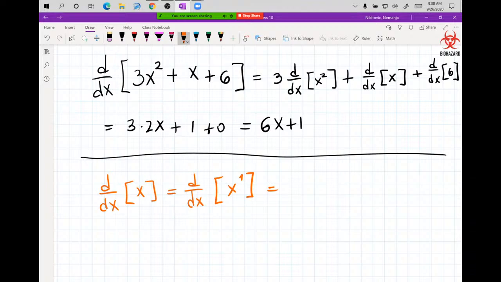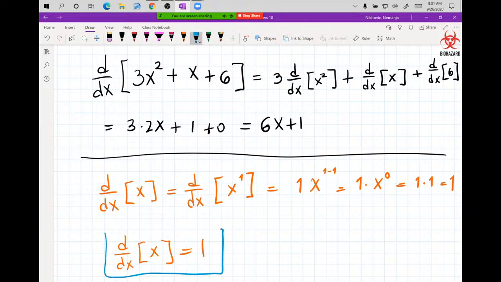dx, the derivative, and that's the 1. So 1 drops down, and then we have 1 minus 1, which gives us 1 times x to the 0, which gives us 1 times 1, which gives us 1, and that's how we get this 1. So the derivative of x is 1. You can remember that and roll with it at all times.